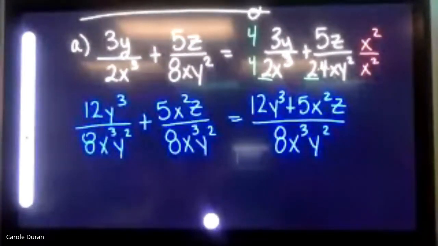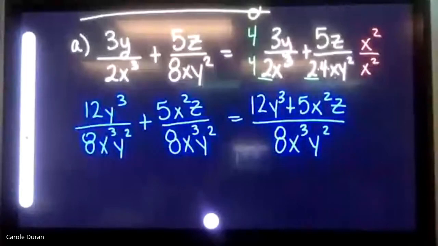Yes, ma'am. So you can't combine the 12 and 5 because they're connected to different variables. Correct. But if they were identical variables with identical exponents, yes.